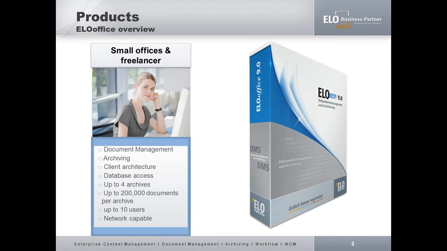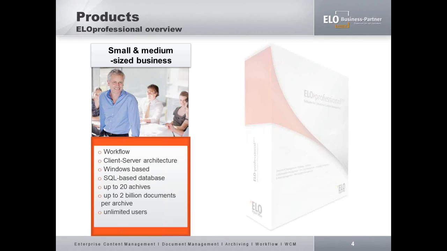The first is ELO Office. ELO Office is targeted to the small office and/or to the individual. It is nevertheless a robust system that includes document management of up to 4 separate archives and up to 200,000 documents per archive. It is a Microsoft Windows client architecture with an integrated SQL database, and it supports up to 10 users and is network capable. ELO Office is powerful and very well suited to the requirements of the small office.